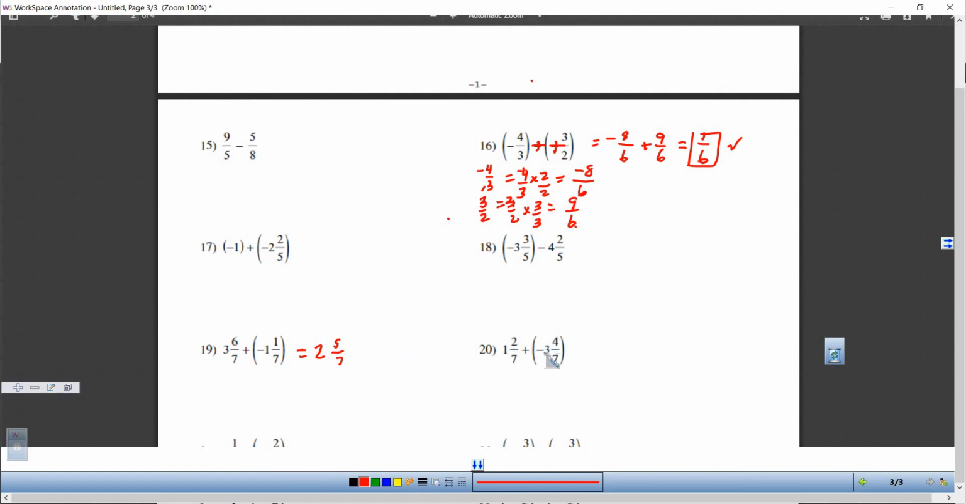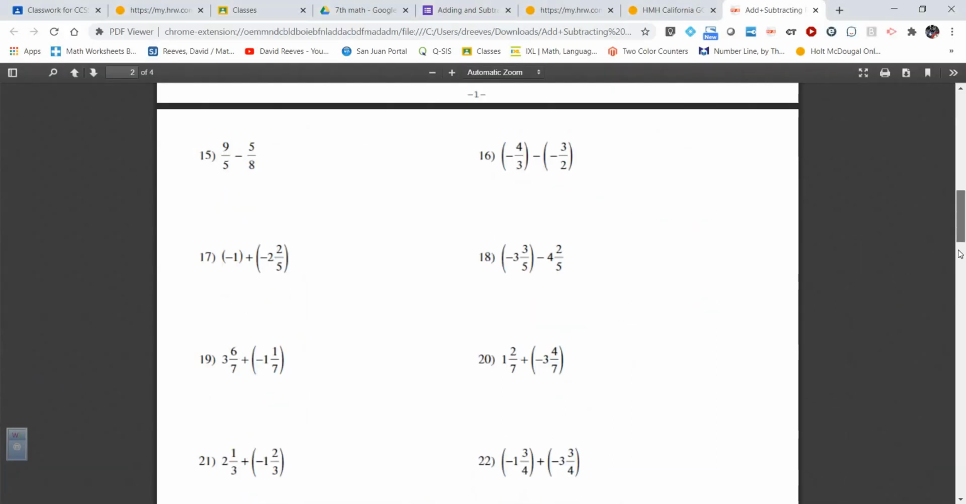This one right here, what do I have more of? I have more negatives, right? 3 minus 1 is 2, right? And then 4 minus 2 is 2. So I get negative 2 and 2/7. Again, I subtracted the whole numbers, and then I subtracted the fraction part. And again, if you're going, why did you subtract, Mr. Reeves? I thought it was addition. Because when one is positive and one is negative, when you ask yourself, how many more do I have? That's actually a subtraction problem.